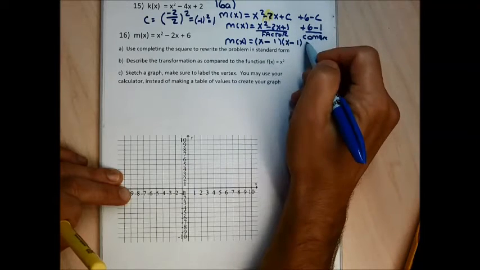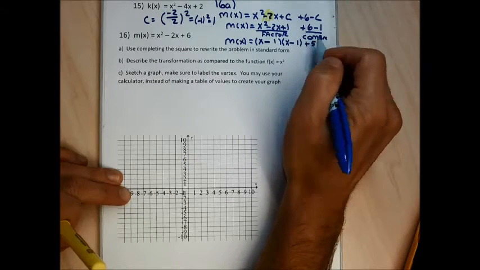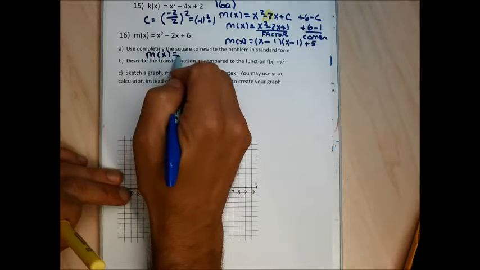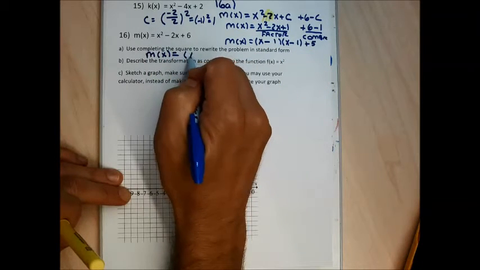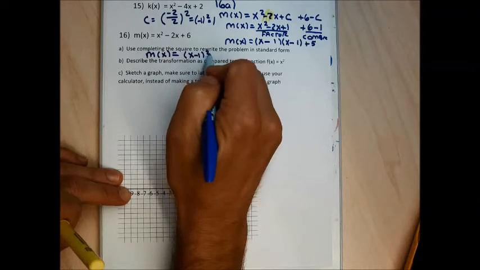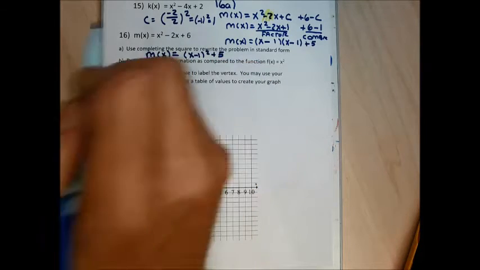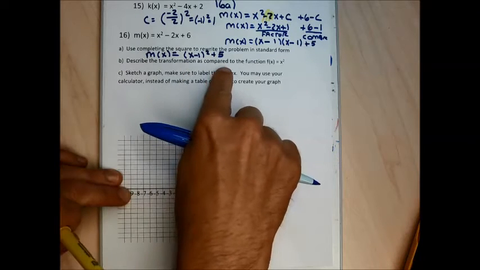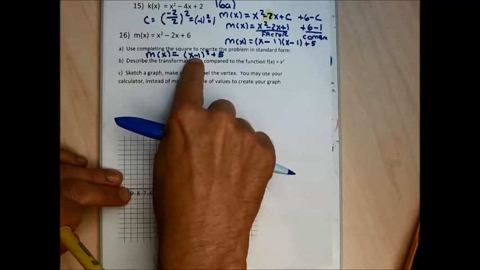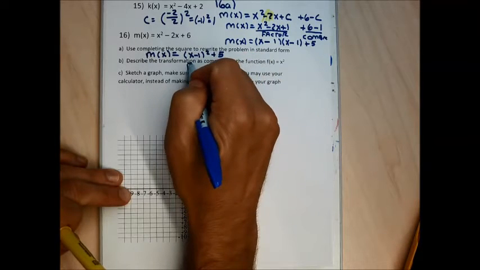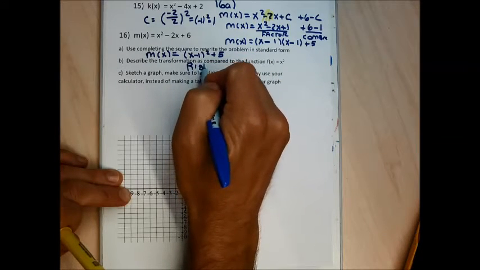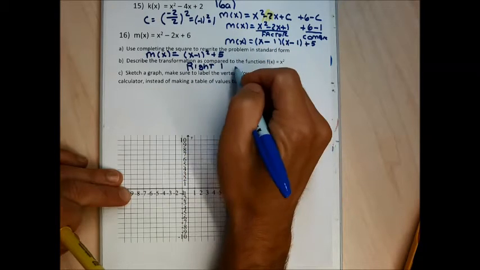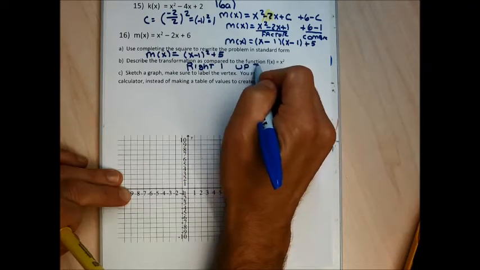And when I combine the last two terms, I get a 5. My answer to part A of number 16 is m(x) = (x minus 1) squared plus 5. Done with part A of number 16, moving on to part B to describe the transformation. The minus inside the parentheses moves the graph right 1. The plus 5 after the parentheses moves the graph up 5.